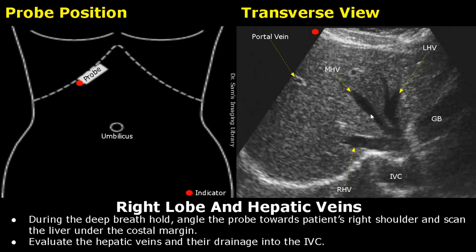This is the middle hepatic vein, and this is the right hepatic vein. The right hepatic vein will always be in the left half of the image. All three veins are draining into the IVC. These are the portal veins with hyperechoic borders. The gallbladder is seen here.